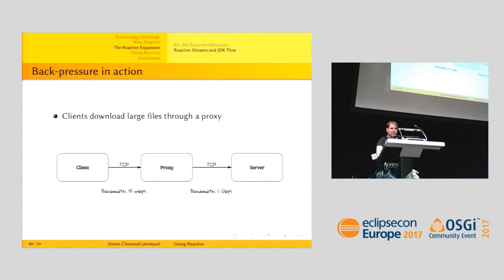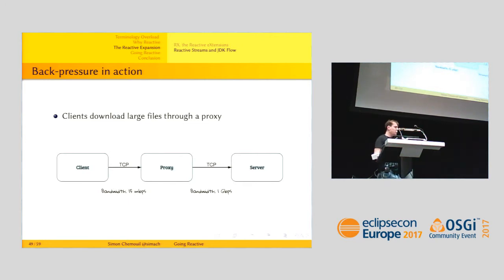So if I download this very large file, I'm the client and I say get the large file to the proxy, and the proxy says to the server get the large file. Then on the link between the server and the proxy, the server is able to send the contents of the file very fast. But the proxy won't be able to restitute that file at the same rate to the client.